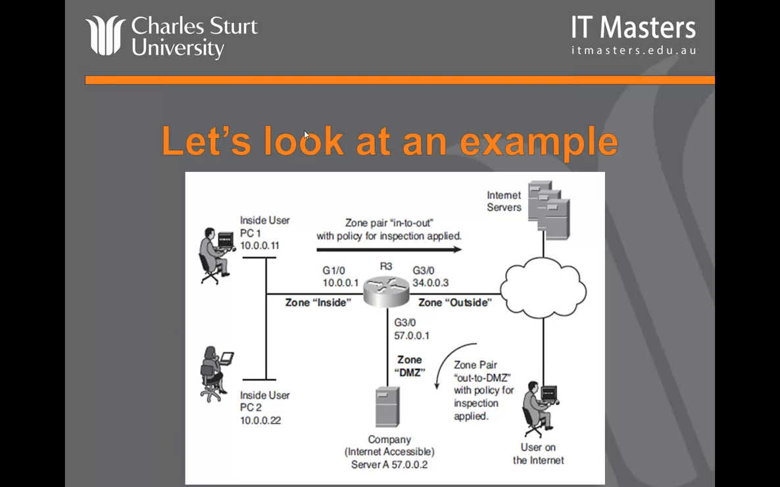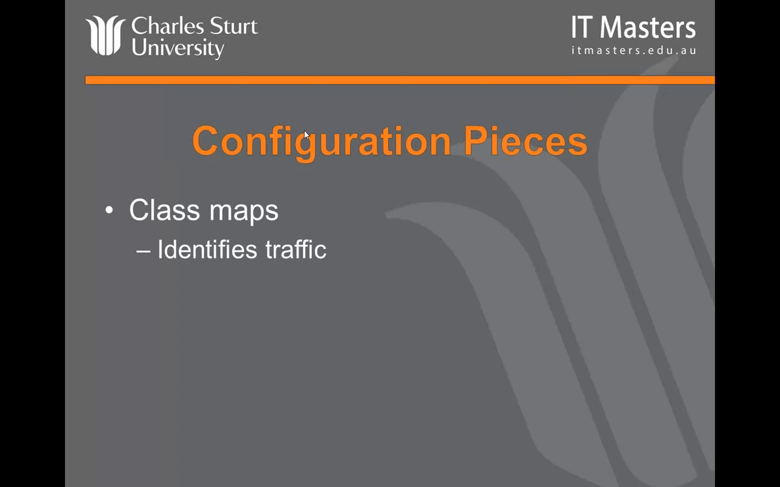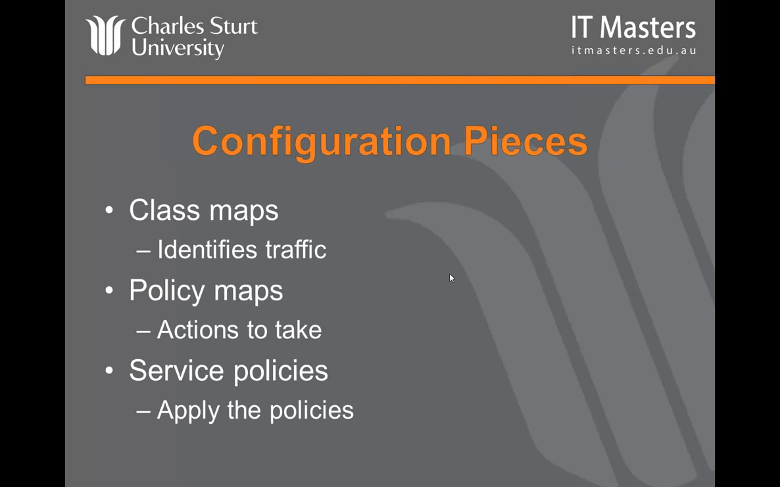Okay. Configuration pieces for our zone-based firewalls. We need class maps, which identify our traffic. We have policy maps, which are actions that we're going to perform on our traffic that we've identified. And we have service policies, which basically are an application of that policy to a particular point in the configuration.